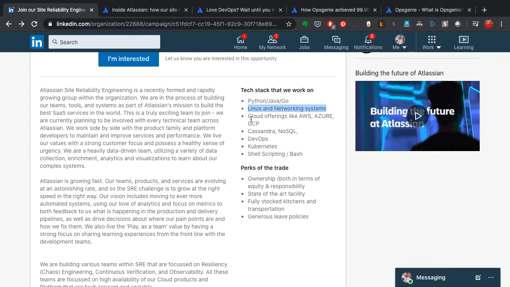They also talk about the cloud. So having a good knowledge of these cloud platforms and some of the fundamental services such as networking, compute, databases, and storage would definitely help you here. And some automation related to that, maybe a tool like Terraform.